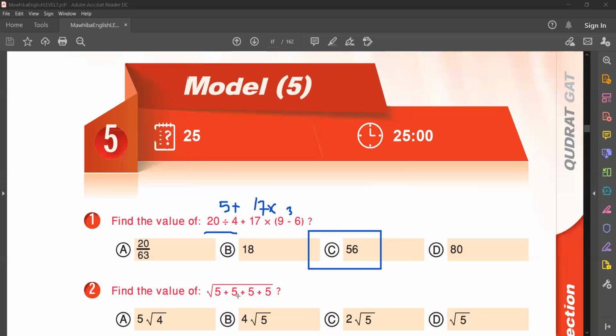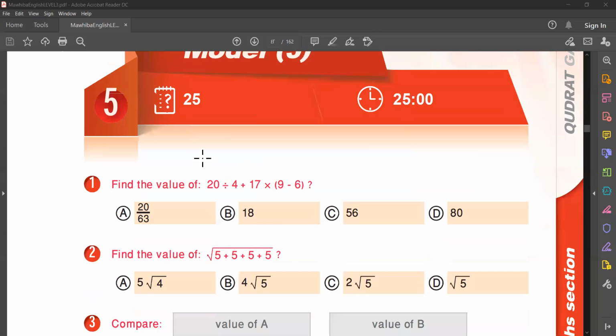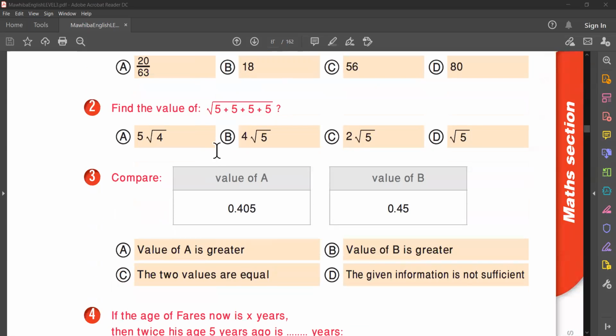Okay, now how do we find number 2? We will go to number 2. Find the value of the square root of 5 plus 5 plus 5 plus 5. I can't solve the square root when I see addition here, so you must add first and find the answer, then you can solve the square root. 5 plus 5 plus 5 plus 5 equals 20. Now 20, how do I analyze 20 into multiplication?